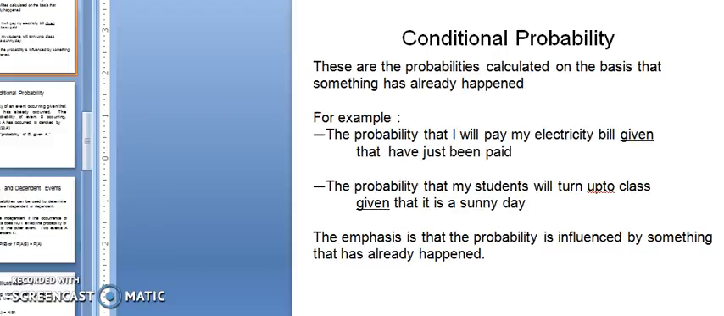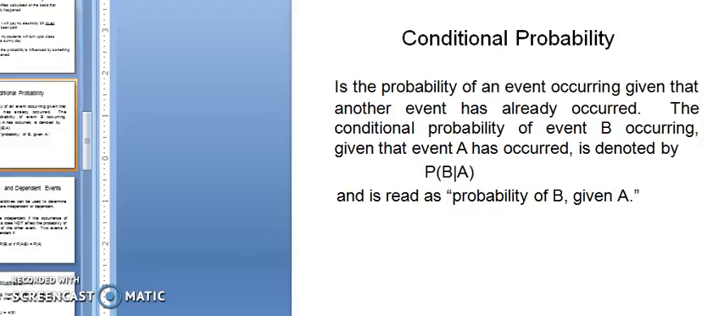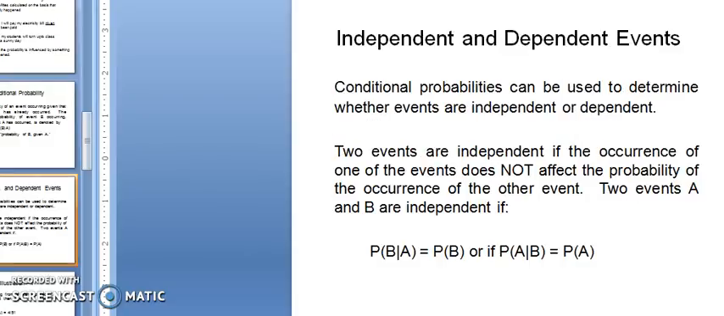These are the probabilities calculated on the basis of something that has already happened. Conditional probability is also defined as the probability of an event occurring given that another event has already occurred. The conditional probability of event B occurring given that event A has already occurred is denoted by P of B by A, and it is read as probability of B given A.